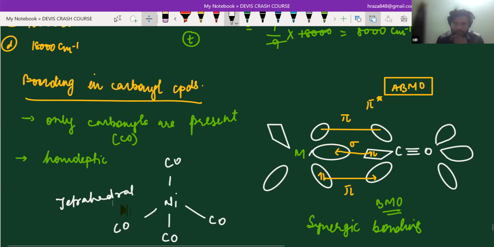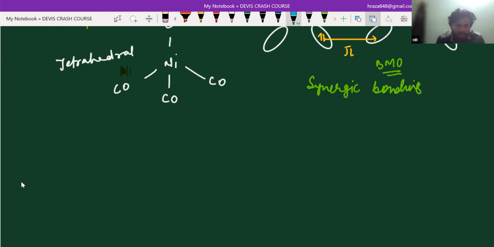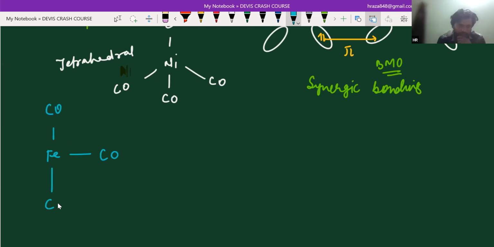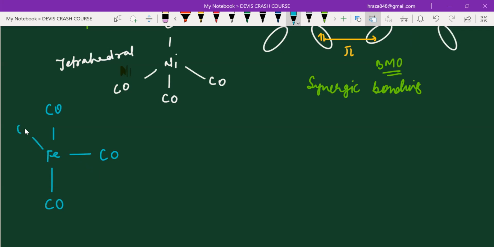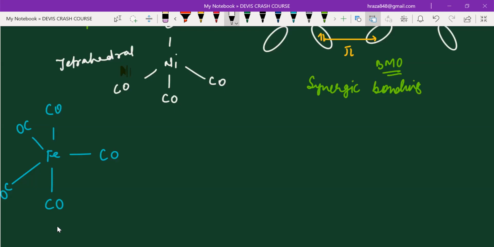I'm going to write all the possible carbonyl compounds given in our syllabus, and you are going to tell me the geometry. I will be asking some more questions on this. CO here is carbon monoxide, not cobalt. So what is the geometry here? Trigonal bipyramidal.